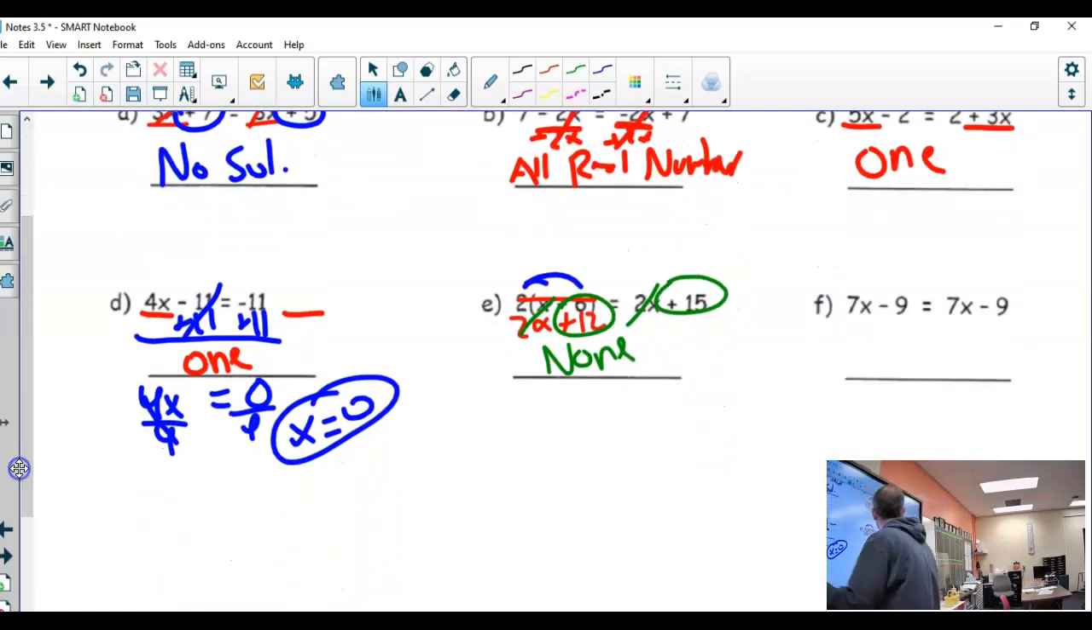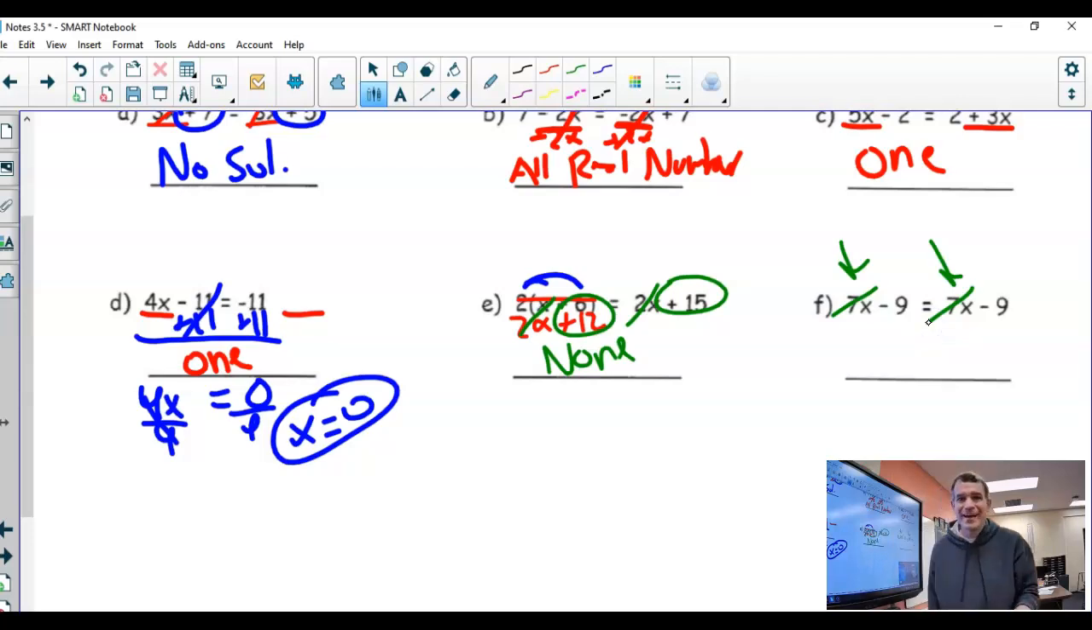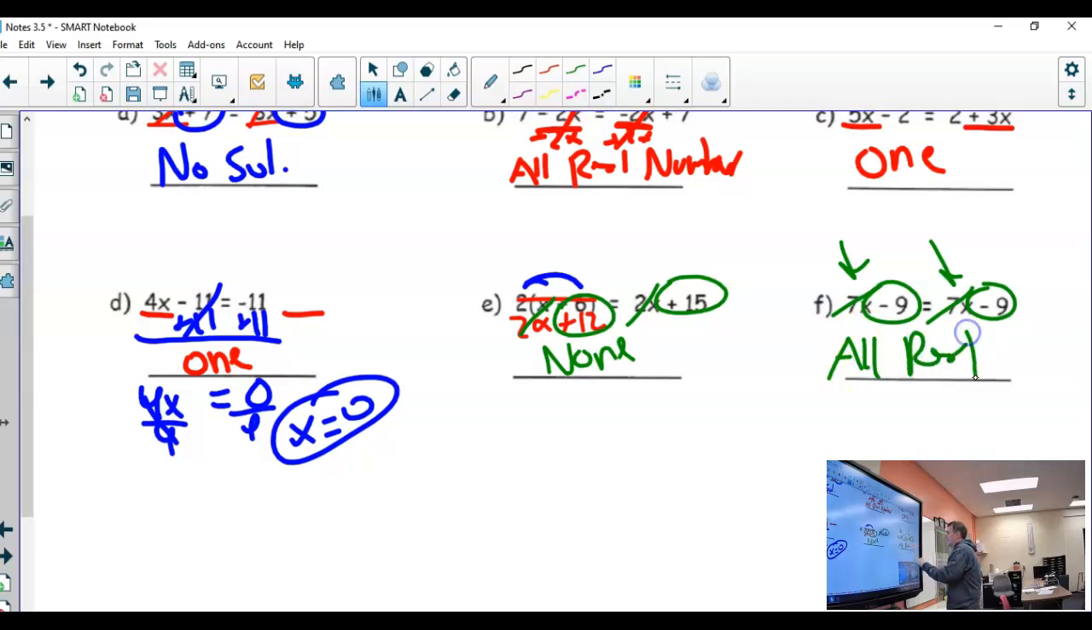And finally, let's see. The variable term is the same on both sides, so it's going to cancel out. When I cancel it out on one side, it's going to cancel out on both sides. And that leaves me with -9 equals -9, which is true. So this one would be all real numbers, right?